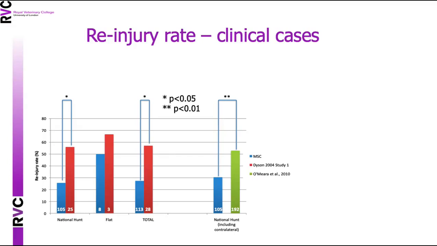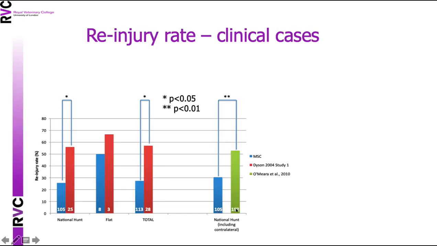And this is the data that we generated from an 8-year study, accumulating enough horses to be statistically powerful enough to demonstrate an improvement. You can see that the blue bars refer to the stem cell treated horses, and the red bars are from the study from Sue Dyson in 2004, with relatively small numbers of racehorses. So this is the racehorse data here. You can see that there was around a 50% reduction in the re-injury rate, which was statistically significant for the national hunt racehorses, where the largest numbers existed, with a less convincing response in the flat racehorses.